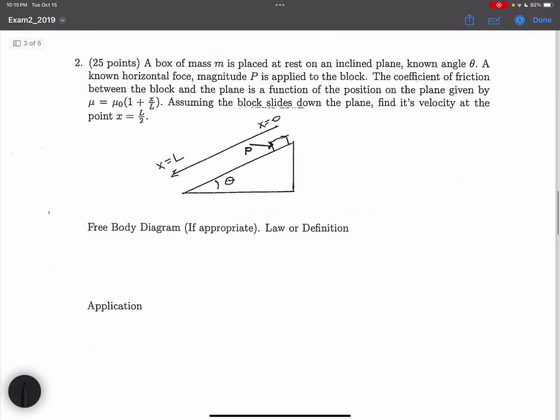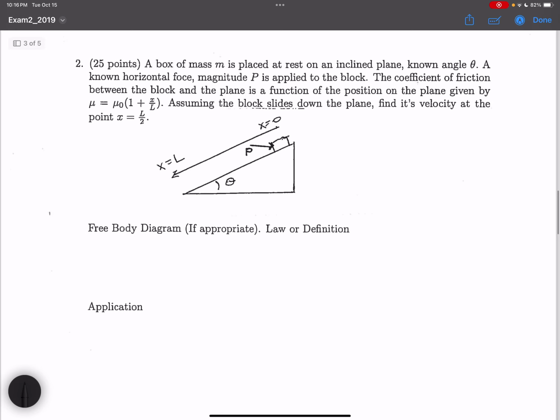Okay, so moving forward. This question is: a box of mass m is placed at rest on an inclined plane, known angle theta. A known horizontal force of magnitude P is applied to the block, and there is a coefficient of friction between the block and the plane. That's annoying, but not too bad. So, assuming the block slides down the plane, find its velocity at point x equals L over 2. Okay, so that's not bad.